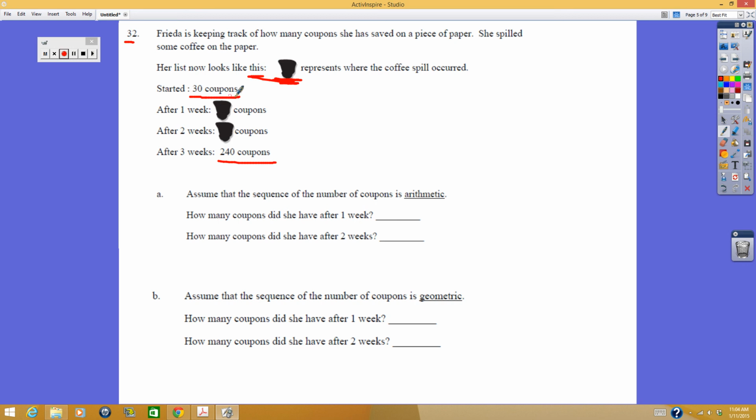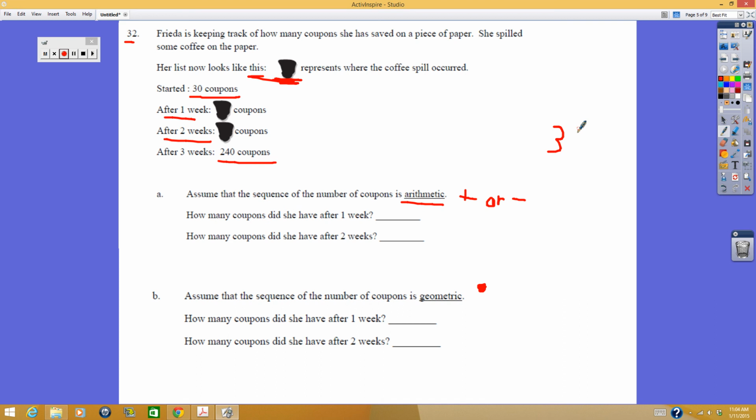So there's 2 ways to get from 30 to 240 that would satisfy this number of weeks. First one they want you to figure out is an arithmetic way, addition or subtraction, to get from 30 to 240, and geometric, which we've been saying is multiplication, is the other way.